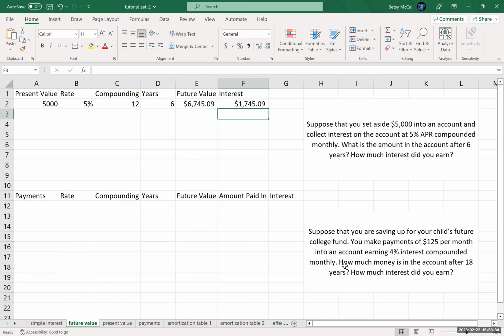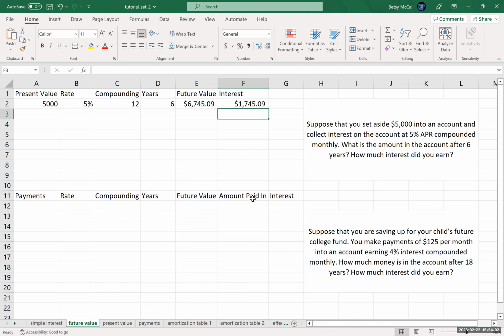Now, the second example we're going to do is going to use the payment option instead of the present value option. So suppose that you are saving up for your child's future college fund. You make payments of $125 per month into an account, earning 4% interest compounded monthly. How much money is in the account after 18 years? How much money will you have essentially to spend on your kid's college fund? How much interest did you earn?